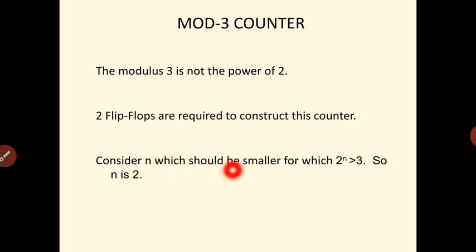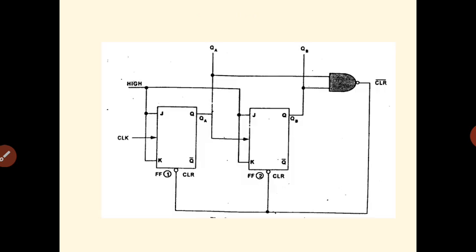Consider n, which should be the smallest value for which 2 to the power of n is greater than 3. So n is equal to 2, and for n equal to 2 this condition is true: 2 squared, which is 4, is greater than 3. So by using two flip-flops you can implement this mod 3 counter. This is the circuit diagram of the mod 3 counter. We will see its operation step by step.